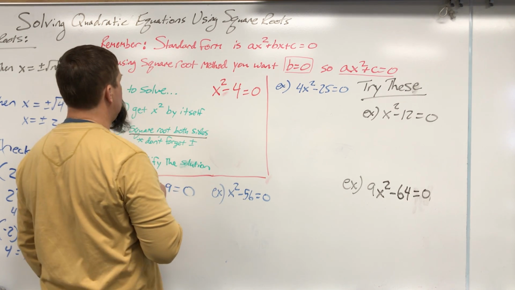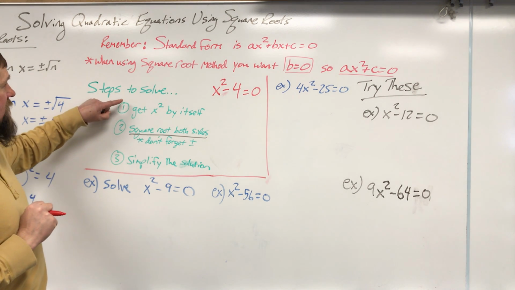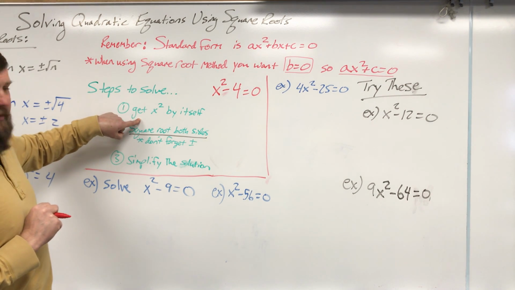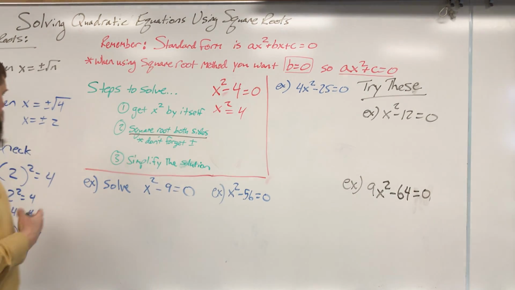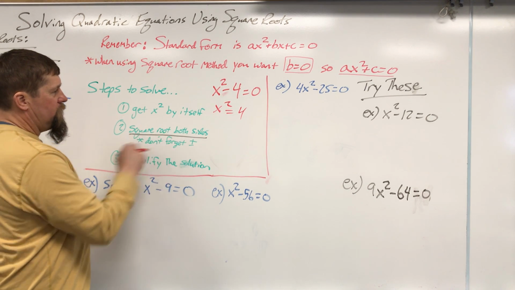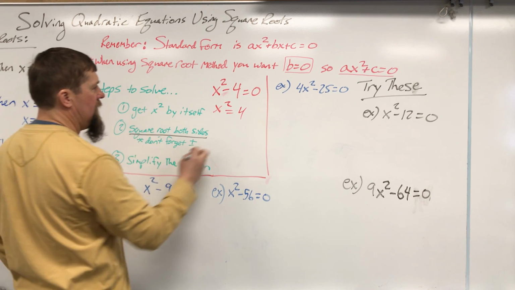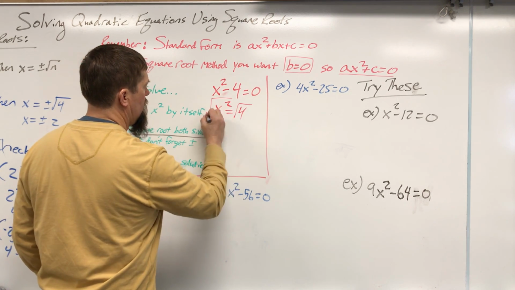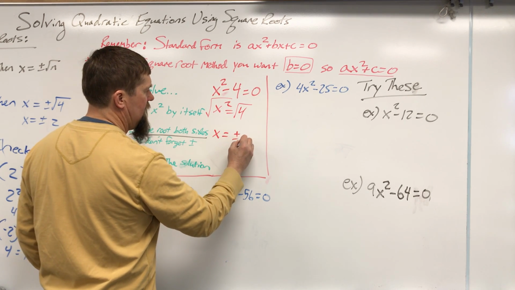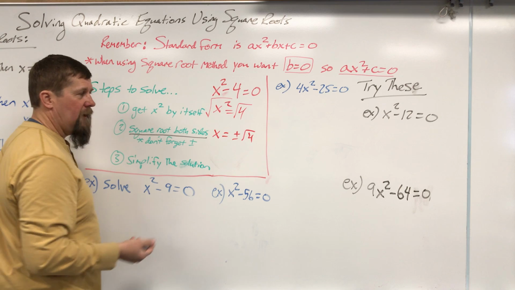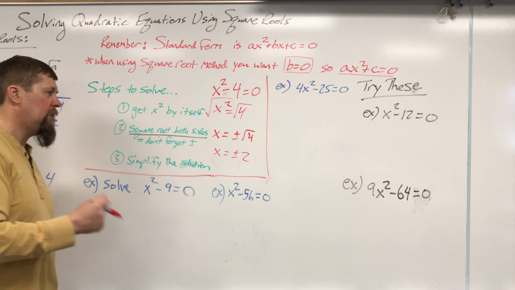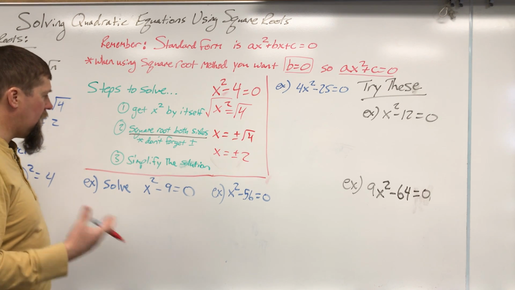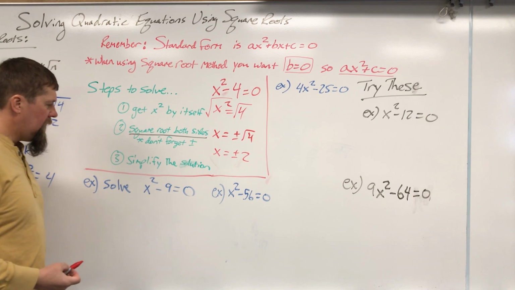Now, the steps of solving a quadratic equation using square roots: get x squared by itself. In this case, just like I did previously, x squared is equal to 4. The second step, square root both sides. Don't forget the plus and the minus. So x equals plus or minus the square root of 4, and then of course simplify your answer, so x is plus or minus 2. Again, that's two solutions, plus 2 and negative 2. Okay, so pretty simple. Here's a couple examples.